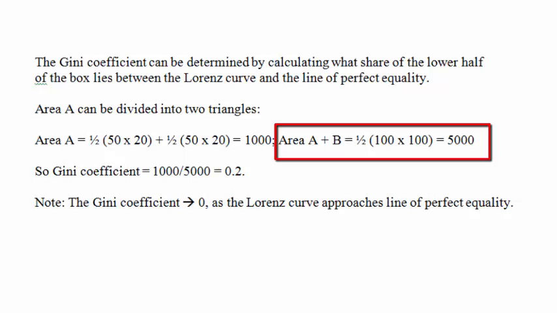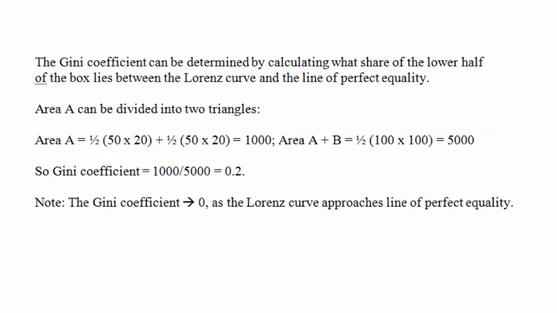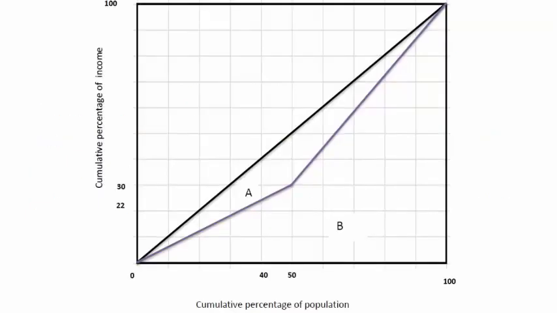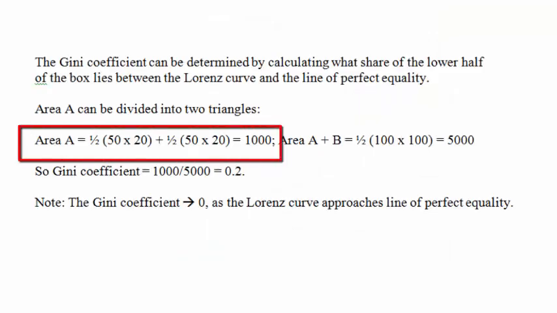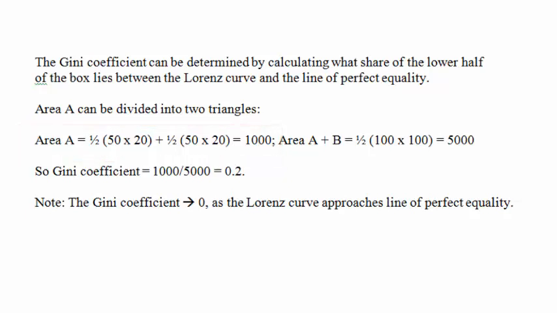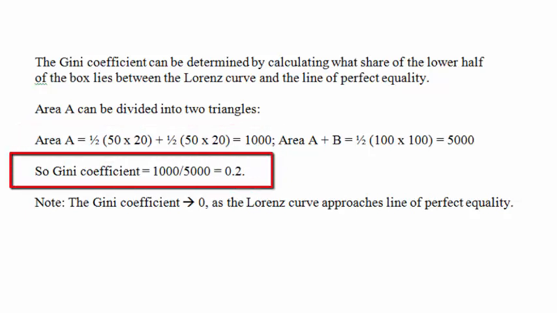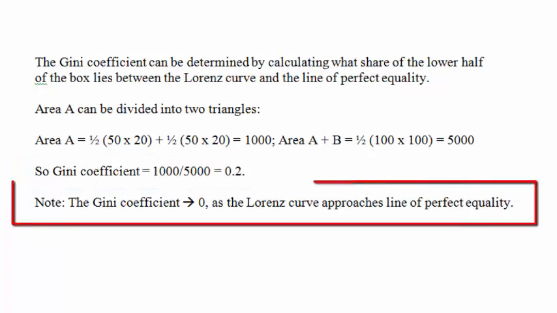In the numerator, if I had 50% of the population with 30% of the income, my numerator would be 1,000. I want you to do this calculation for yourself, so that the Gini coefficient would be calculated as area A over A plus B, which is 1,000 over 5,000, which is 0.2. The Gini coefficient tends to 0 as the Lorenz curve approaches the line of perfect income equality.